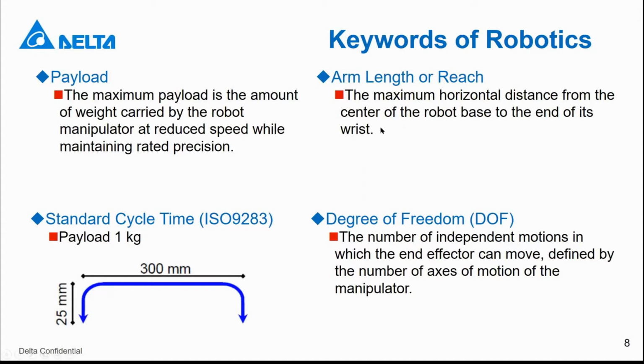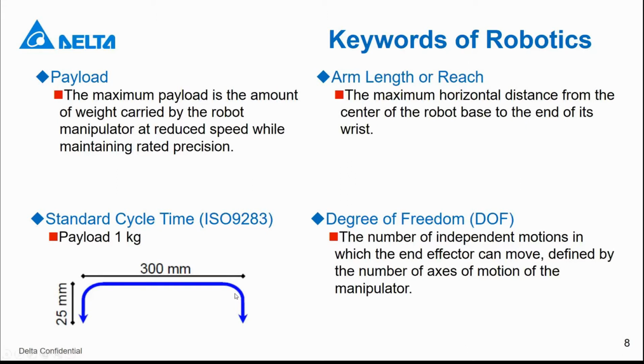And second is the arm length, or reach. Of course, when you choose a robot, you need to know the workspace, like in your machine or your production line, how far the robot needs to reach. So you need to choose a robot arm that is longer than or just similar to the distance you need in the machine or your production line.